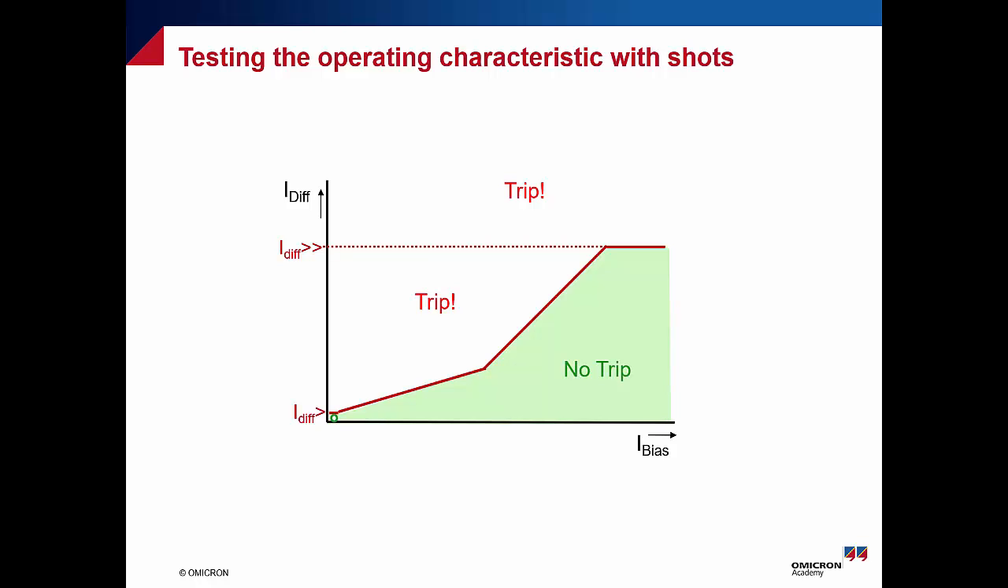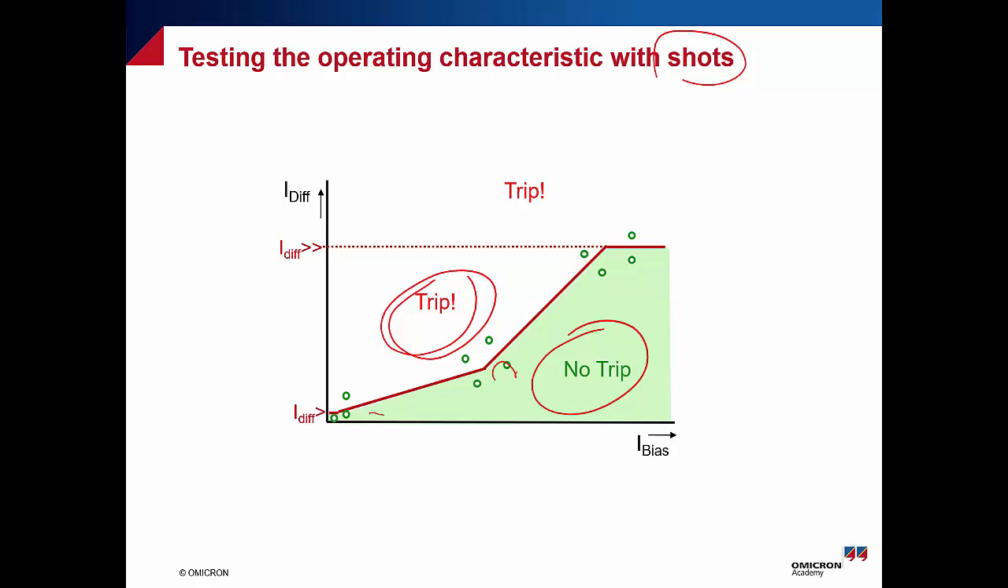Technique number one is shots. With shots, we have to allocate different points under the slope and above the slope. We consider all of this area as trip. This is no trip. And the test module will check: if we get a trip here, it will fail. If we get no trip here, it will fail. Then it will check the tripping area and the biased area as well.